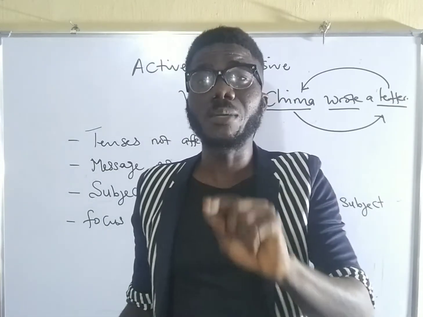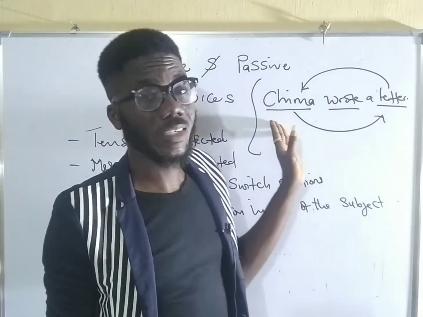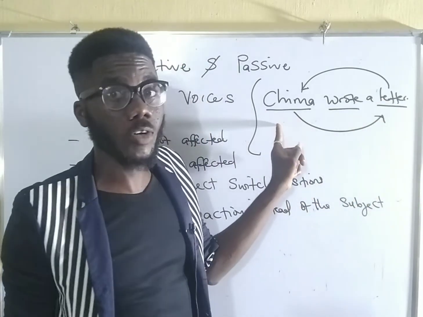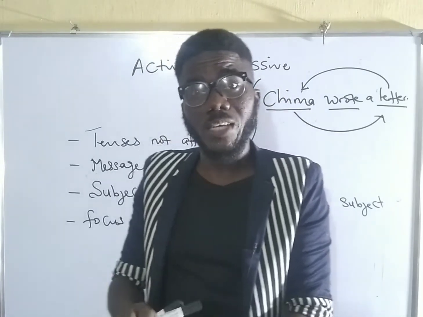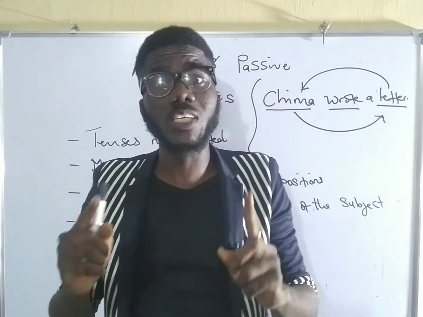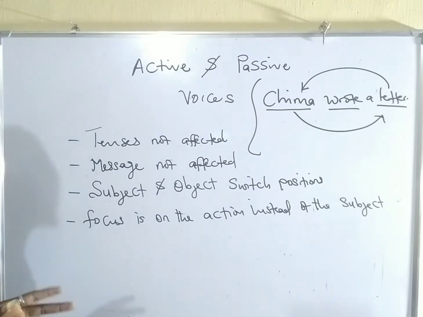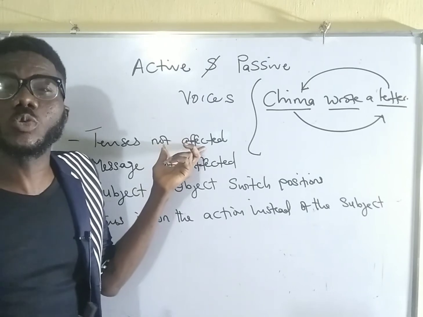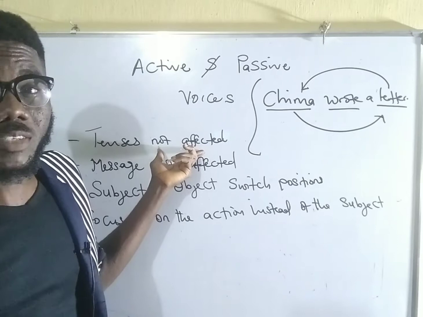But take note that the message of the sentence is not affected. When we say that the subject takes the position of the object, that does not mean you tell us that letter wrote Chima. No. The information that is conveyed by the sentence will remain the same, even though the subject and the object switch positions. Now, when you change a sentence from the active voice form to the passive voice form, the tenses are not affected. You still get to know what tense that sentence is, whether it is in the active or in the passive voice form.